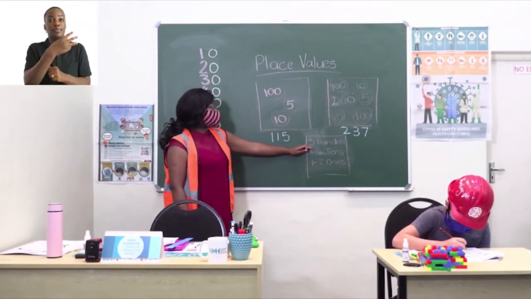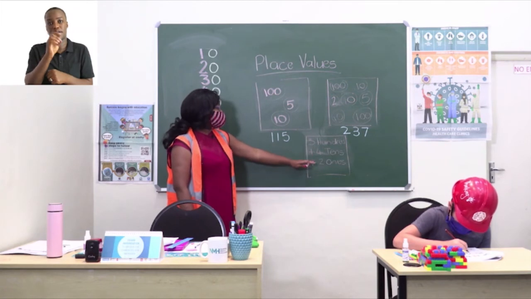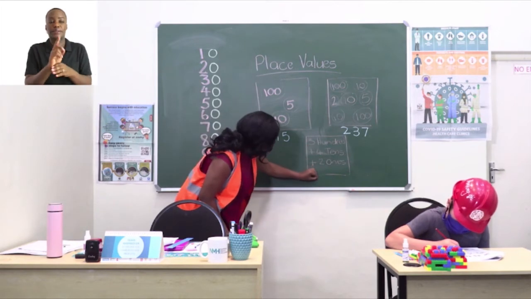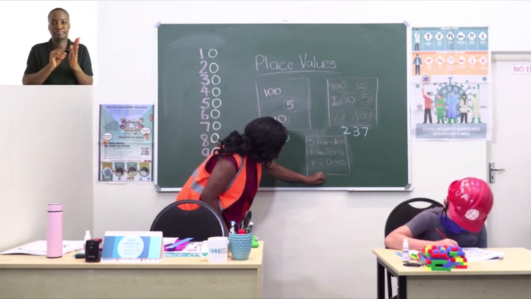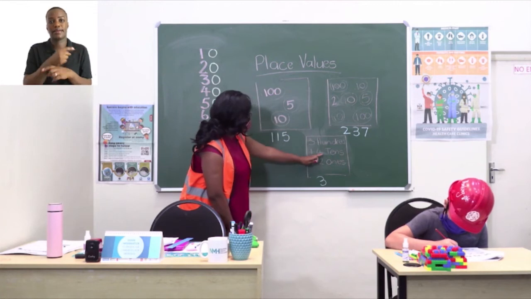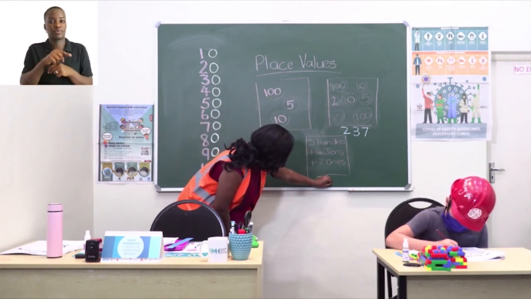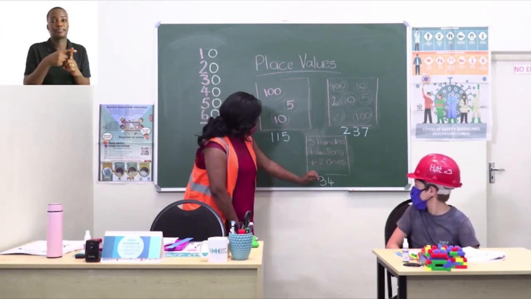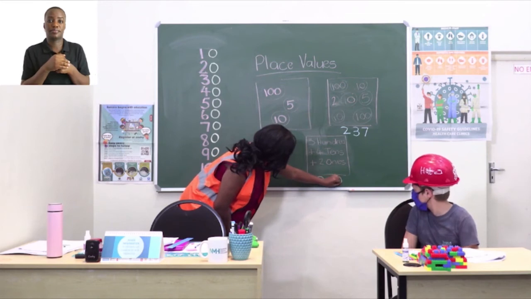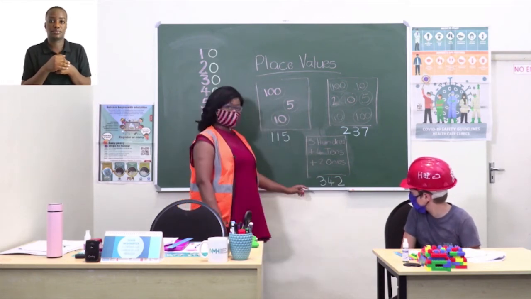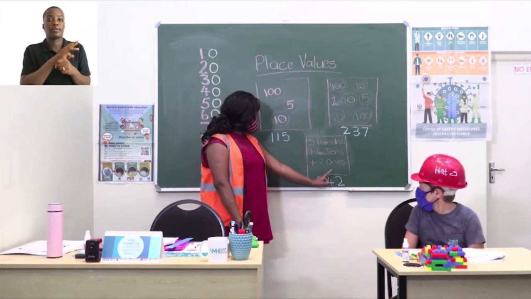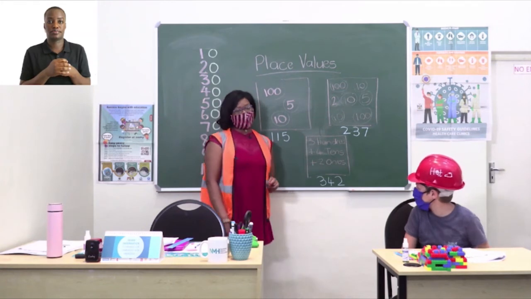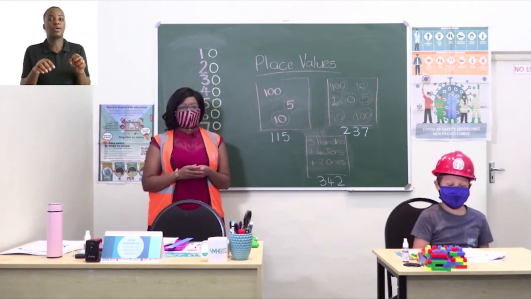We can see 3 hundreds plus 4 tens plus 2 ones. So all we're going to do is take this number 3 first, plus 4. That 3 looks like it's sleeping, but oh well. Plus 2. And there we have it. We have 342. 3, 4, 2. The rest you can try by yourselves. Good luck.